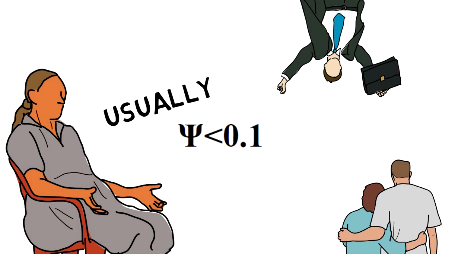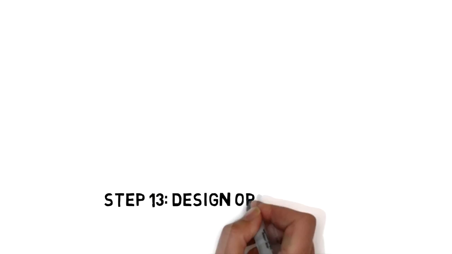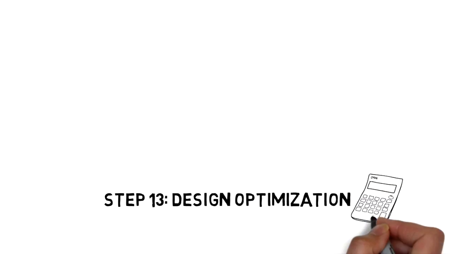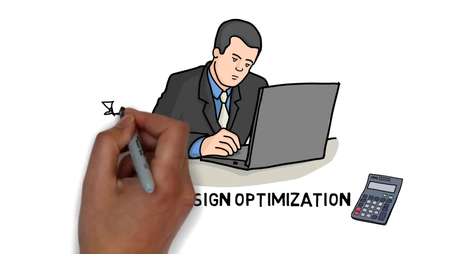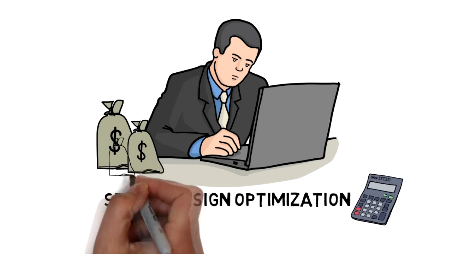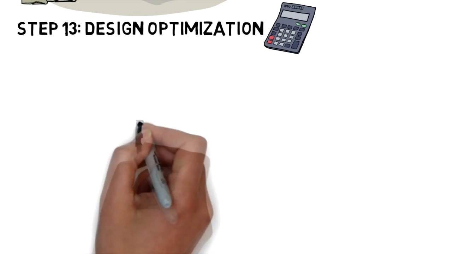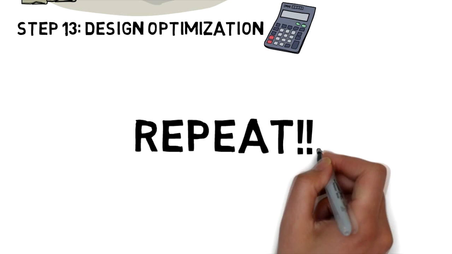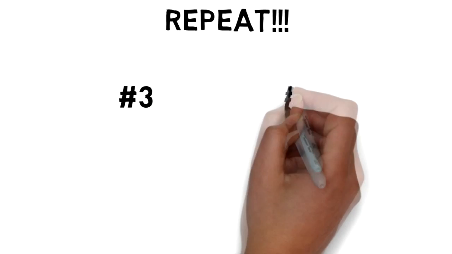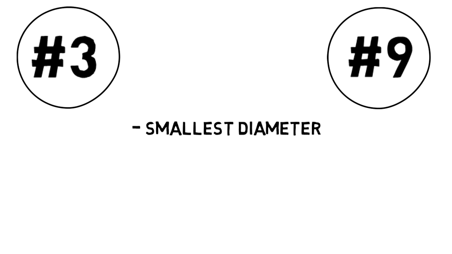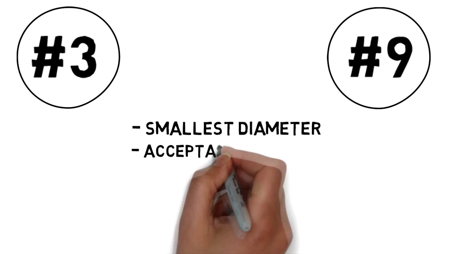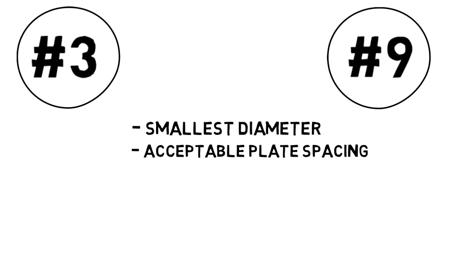Step 13. Design optimization. For us to optimize our design, we would have to go back and repeat a few steps. These are steps number 3 and number 9. Our goal now is to determine the smallest diameter of the tower and also to agree on an acceptable plate spacing. With an optimized design, the cost will be reduced.